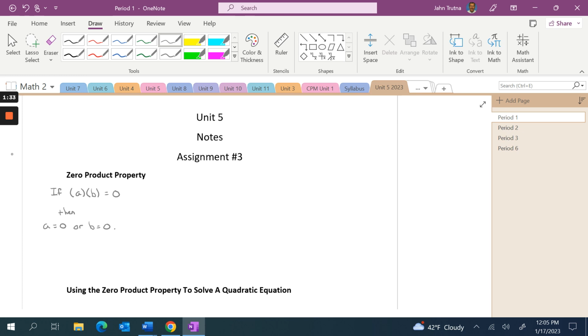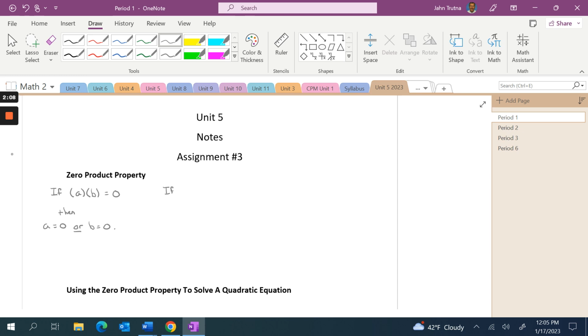So essentially what the zero product property is saying is that if you multiply two values together, and if the result of multiplying those two values together is equal to 0, then one of the values, either A or B in this case, has to be equal to 0. Okay? Now remember, the word or is inclusive, so that means that A or B, or actually both, could be equal to 0.